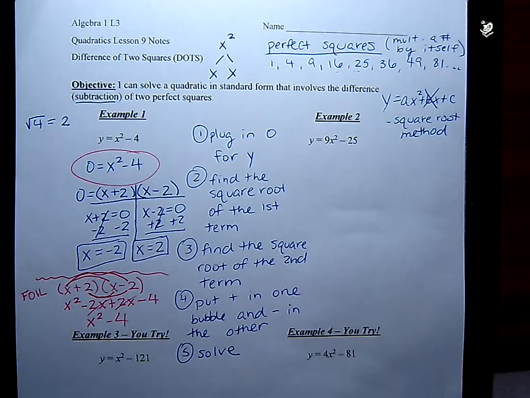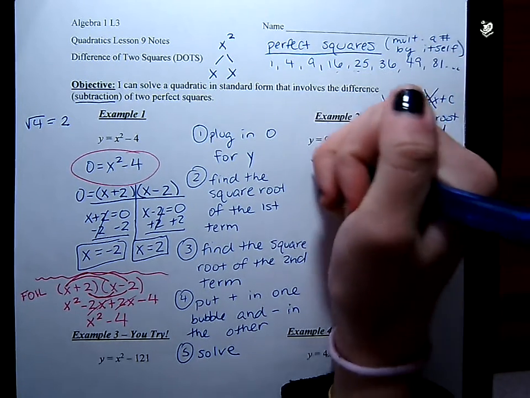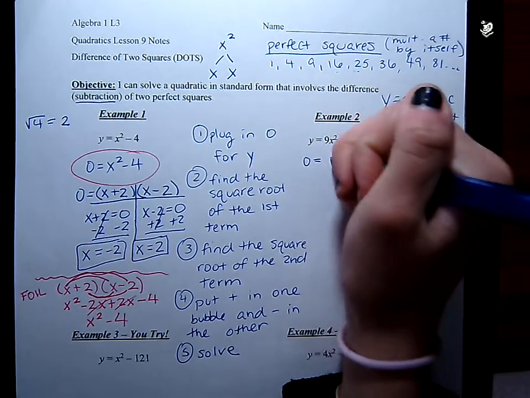So let's do a difference of two squares again and follow all the steps. So step 1 is to plug in 0 for y.